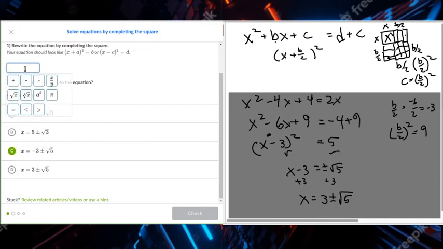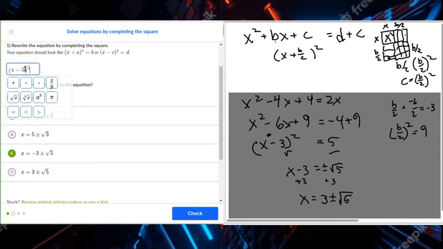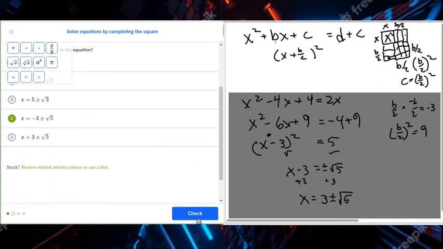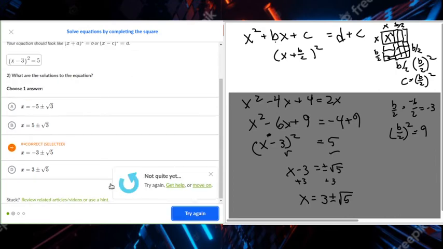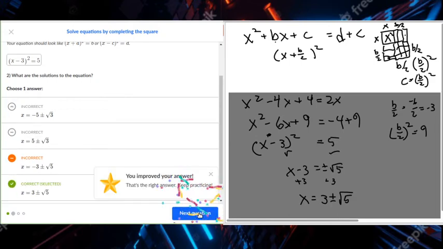Oh, and I forgot to write this one. X minus 3 quantity squared is equal to 5. Right? Don't want to make typos on Khan sometimes. Yeah, what do I do? Oh, I added 3. See? Didn't check. Okay. 3 plus or minus square root of 5.